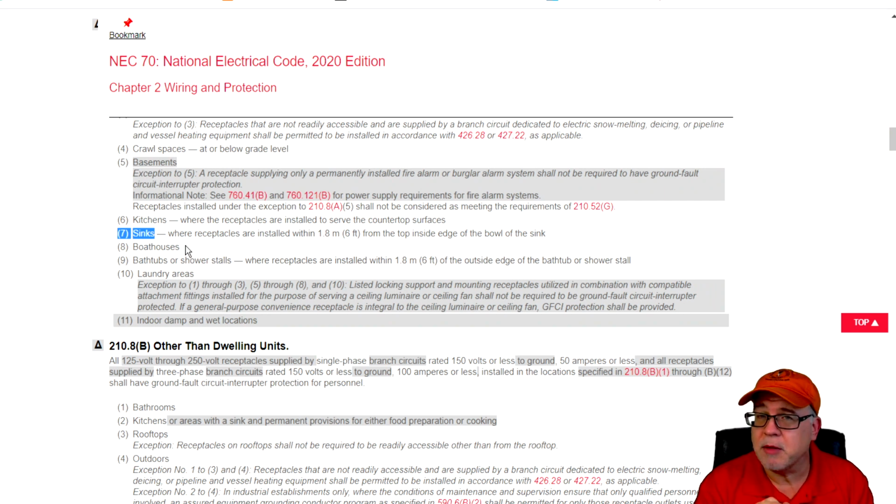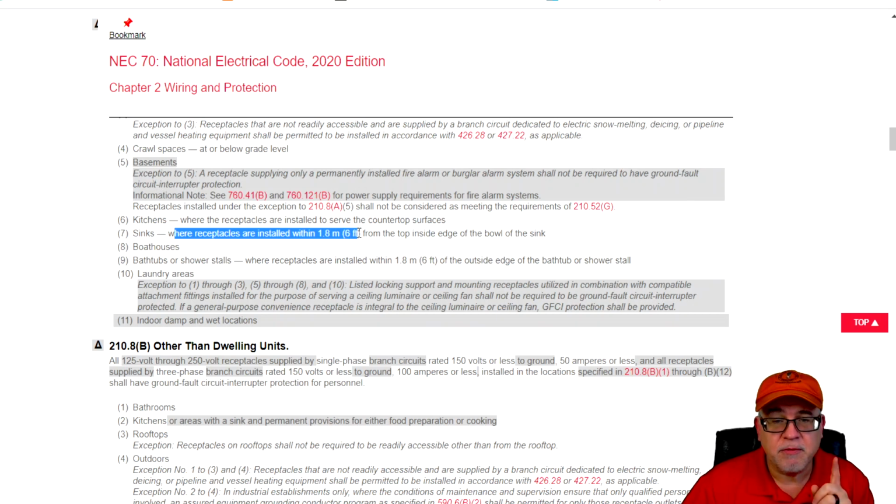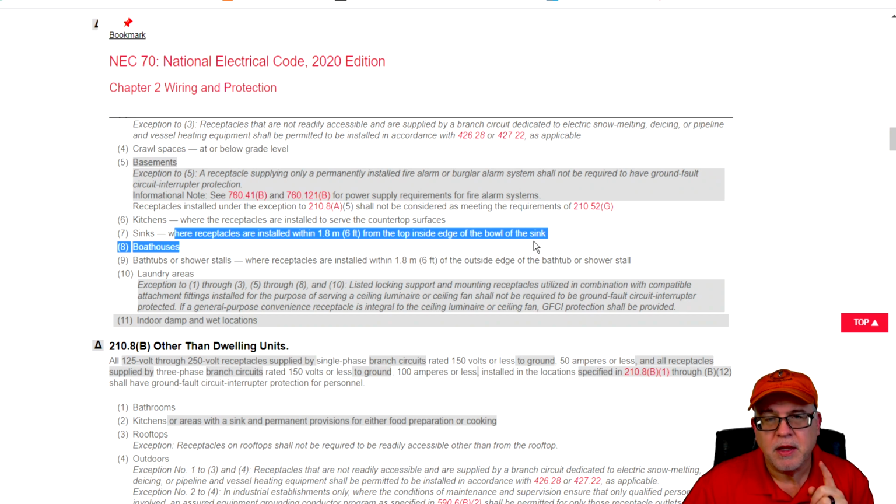And we're not just talking about kitchen sinks, okay? We're talking about any sink in a dwelling unit. And it says, where receptacles are installed within 6 feet from the top inside edge of the bowl of the sink. Now remember earlier we said how you measure that? So again, from the top inside edge, it measures out 6 feet.